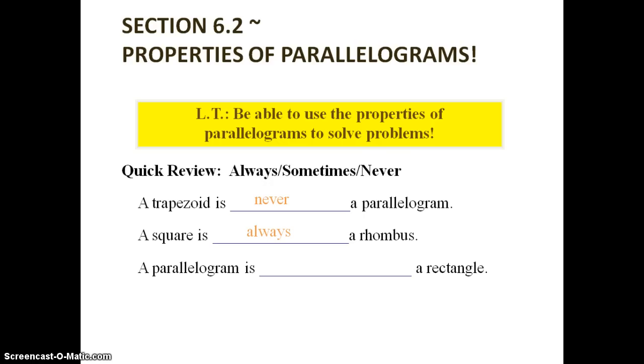A parallelogram is blank a rectangle. Sometimes a parallelogram is a rectangle. It's a rectangle whenever all of the angles are 90 degrees. A kite is blank a quadrilateral. A kite is always a quadrilateral. It has four sides.